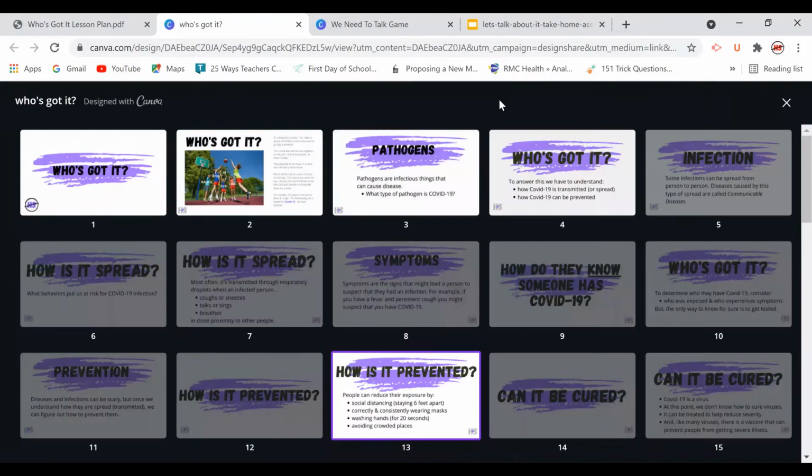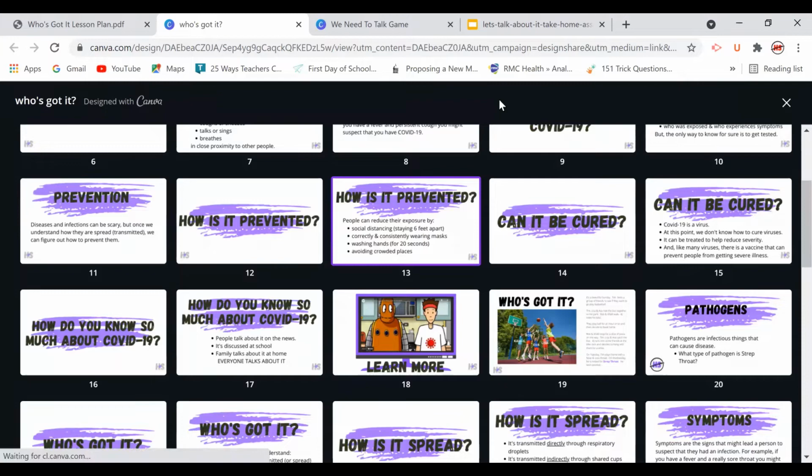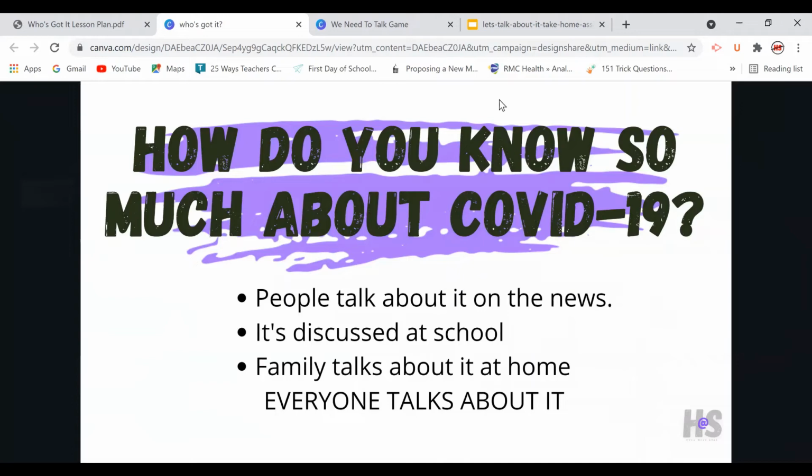And you're actually going to ask them that question, like, why is it that you know so much about COVID-19? And hopefully they'll realize it's because everyone's talking about it. It's on the news, it's being discussed at school, it's talked about at home. And that actually helps us learn how to prevent the disease and lets us feel comfortable talking to a healthcare provider or a family member if we're concerned that we might have become infected. That's going to be a big difference between what we see when we talk about sexually transmitted diseases.